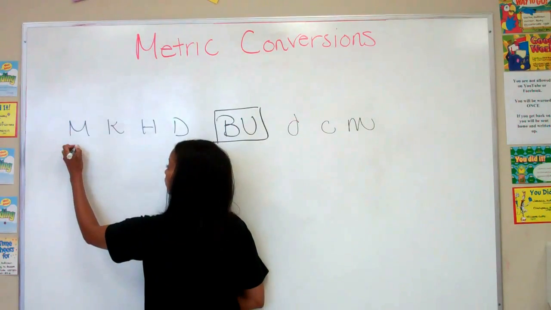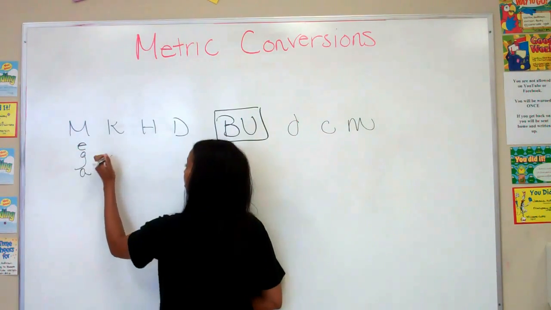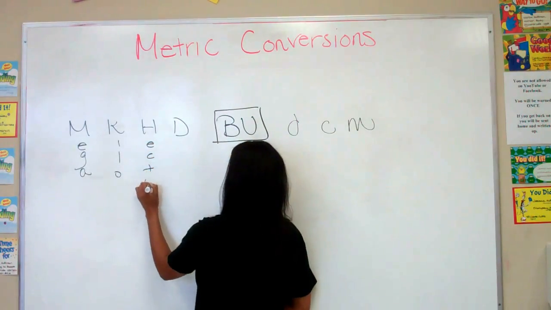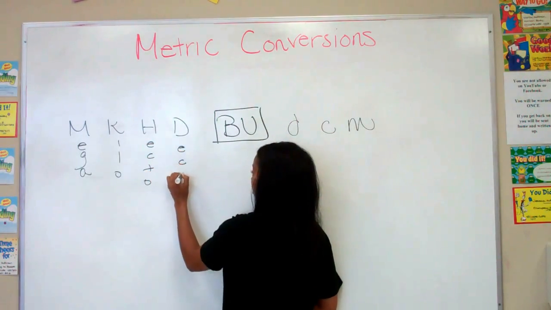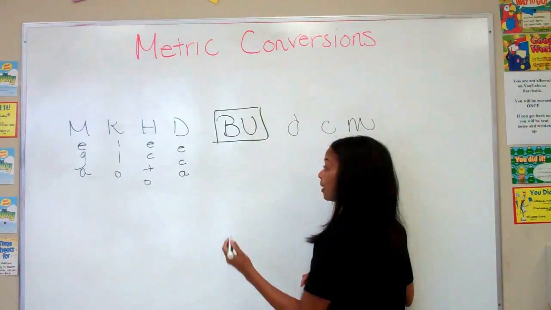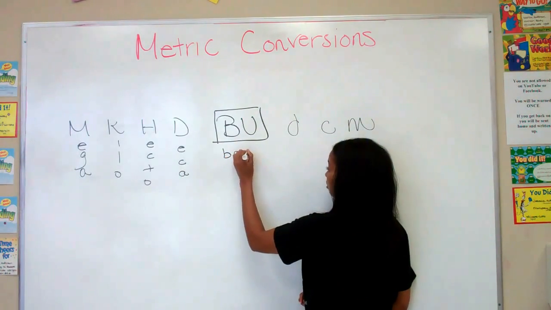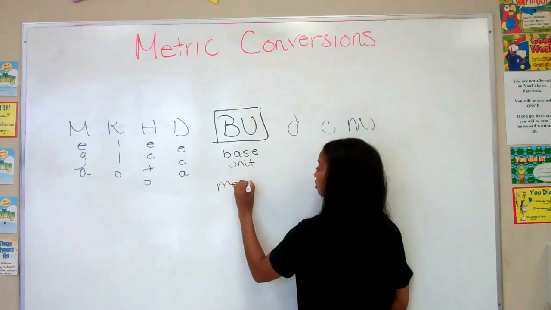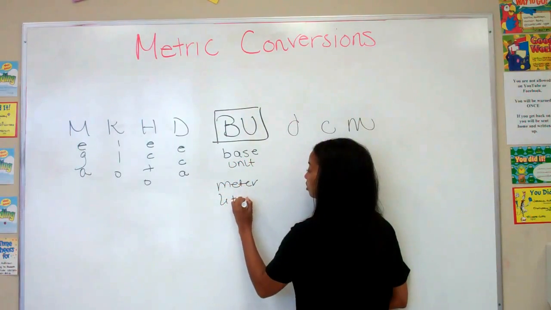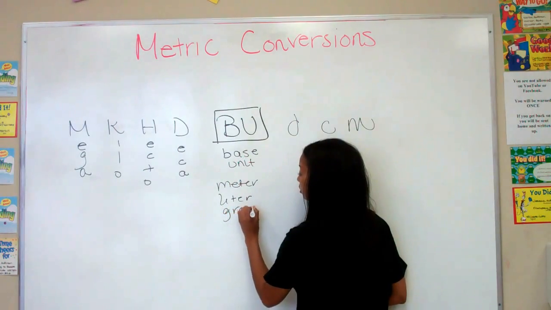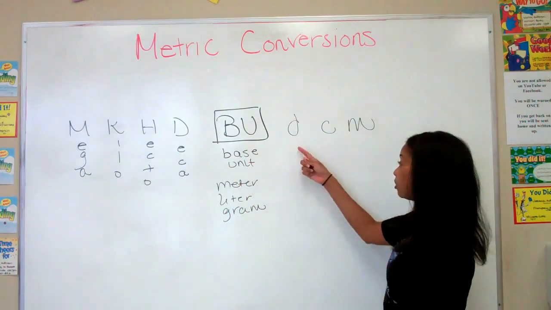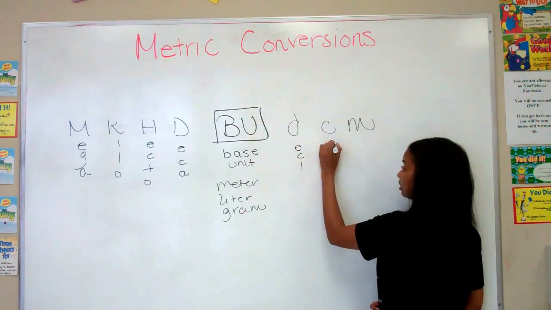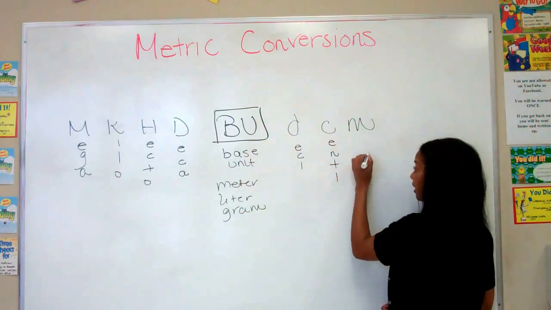Capital M stands for mega, K is for kilo, hecto, deca, and BU is our base unit. This is where we have meters, liters, grams, and so on. We get to the other side of this and we have deci, centi, and milli.